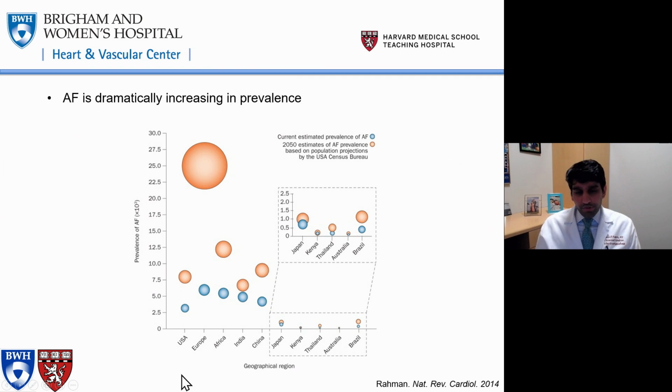Now, the biggest problem with atrial fibrillation is not only that it's common, but it's also expected to grow dramatically over the coming decades. If you look at the blue dots here, the estimated current prevalence of atrial fibrillation, and this is 2010 data, in the US, we have around 3 million AF patients. But if you then look in the orange circles at what the 2050, so 30 years from now, estimated prevalence might be, we see a dramatic increase, upwards of around 8 million. And this is not only true in the United States, but throughout the world, in Europe, Africa, India, China, and so on and so forth. I used to title this slide that AF is a global pandemic.